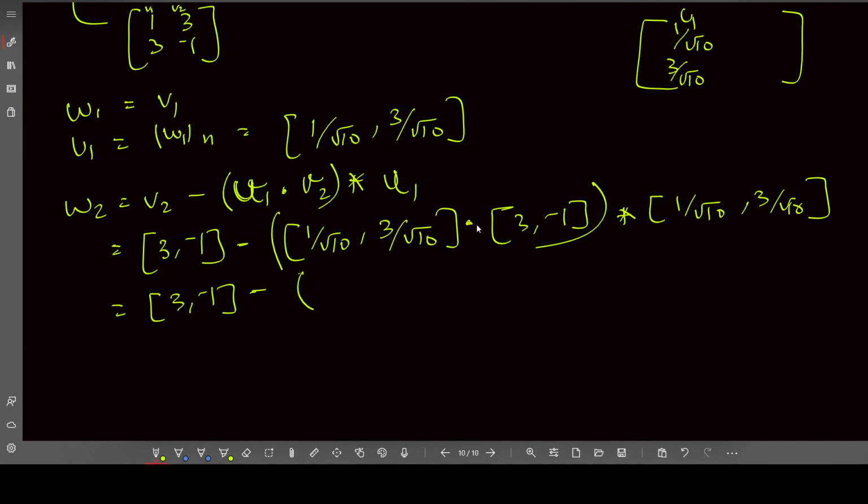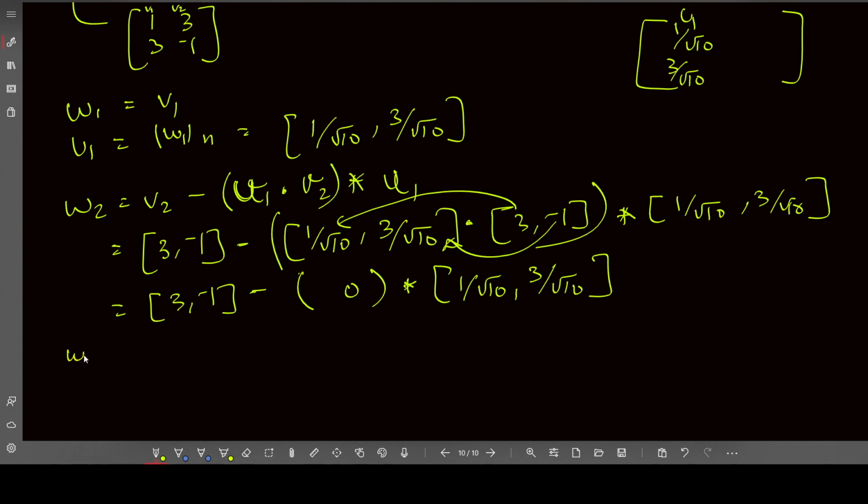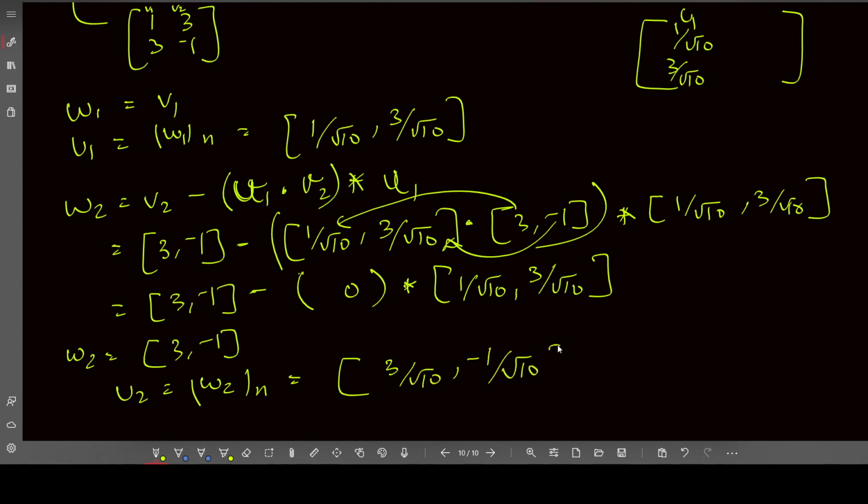If you take the dot product, multiply this with this, multiply this with this, add them, you get 0. So into 1 by under root 10 comma 3 by under root 10, this entire thing becomes 0. So W2 again in this example is 3 comma minus 1. So U2 is W2 normalized, which is equal to 3 by under root 10 minus 1 by under root 10. So my U2 is basically 3 by under root 10 and minus 1 by under root 10.